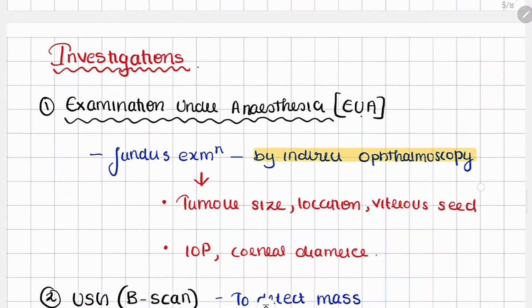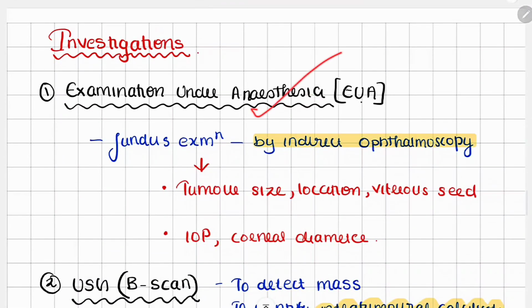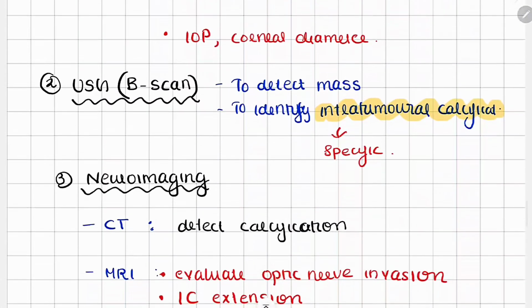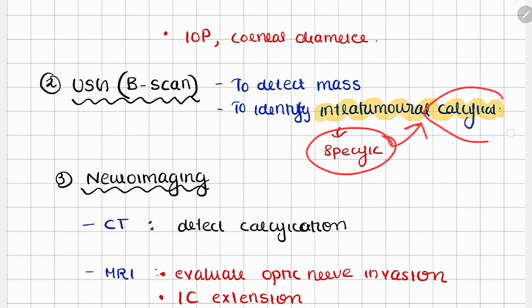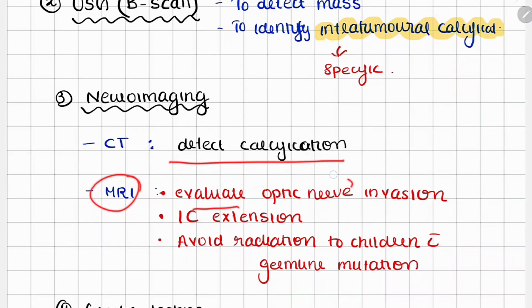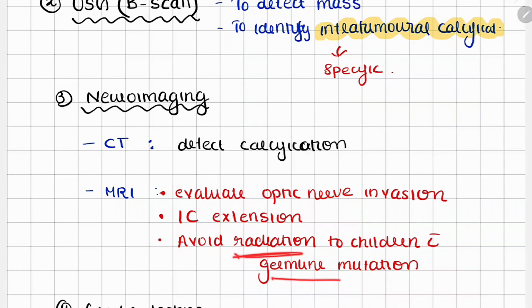Coming to the investigation, first we have to do examination under anesthesia, that is the fundus examination. Look for the tumor size, location, vitreous seeds, IOP and corneal diameter. And then we have to do the USG, that is the B scan, to detect the mass and to identify the highly specific intratumoral calcification. We can also take CT to detect the calcification, and then MRI is used to evaluate the optic nerve invasion and intracranial extension, and to avoid the risk of radiation in children with germline mutation.